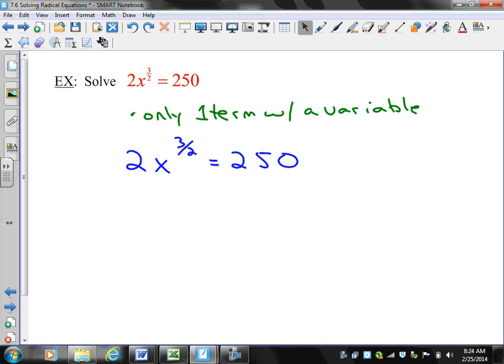And when I look at this, I notice that the multiplying by 2 is the last thing that happens to my variable term. So I'm going to divide both sides by 2. Now I'll have x to the 3/2 equals 125. Okay, so now I have my variable by itself.